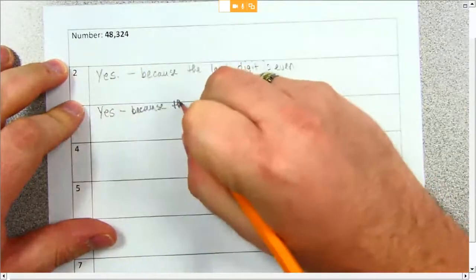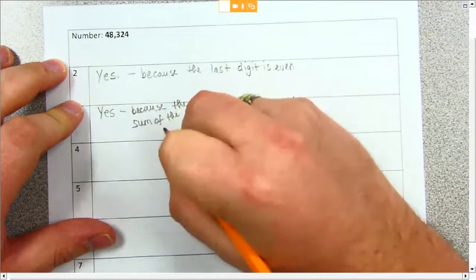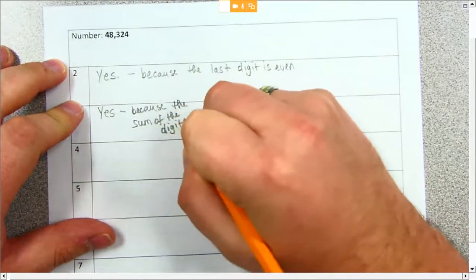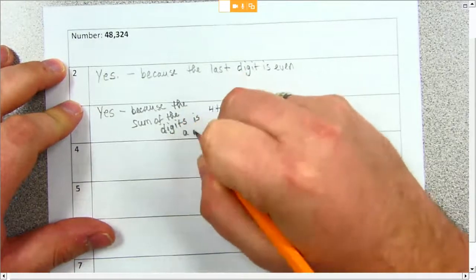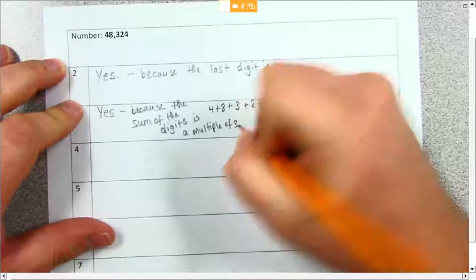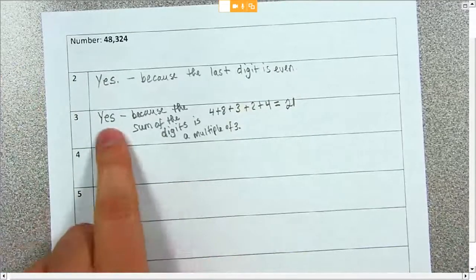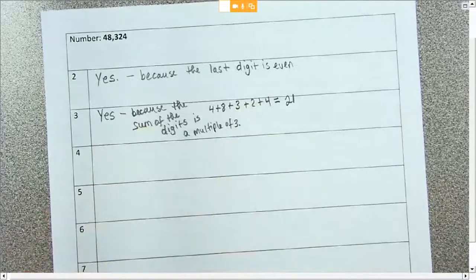the sum of the digits is a multiple of 3. And I'm saying this very general, like if you were on a test, you could say, yes, because 21 is a multiple of 3. You could actually put the sum of the digits. Leave me alone. All right.